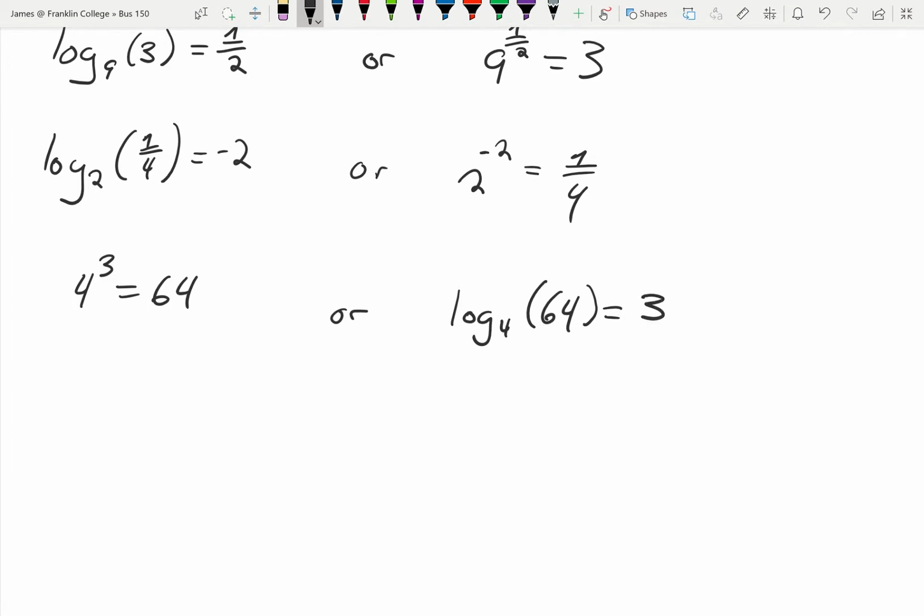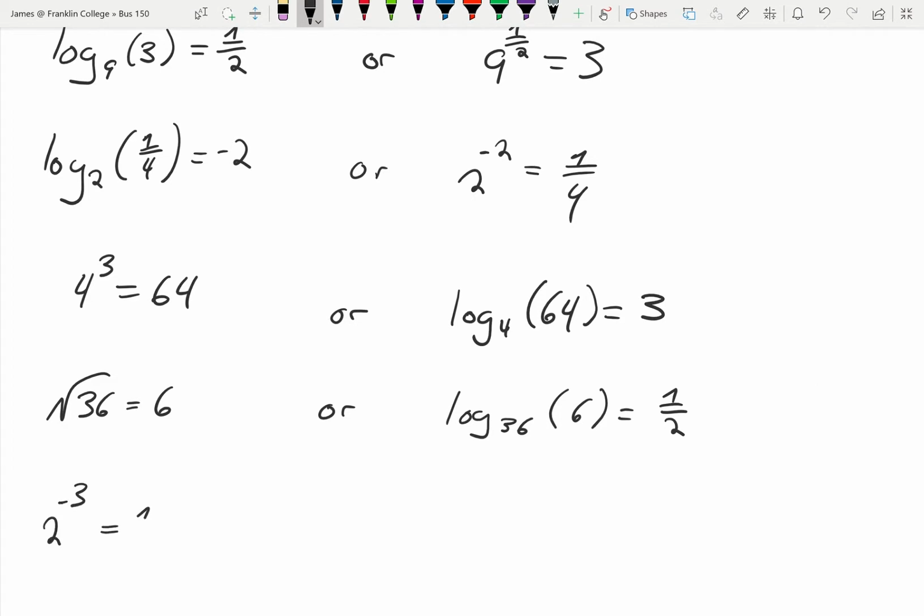If we have the square root of 36 equals 6, that's the same thing as saying log base 36 of 6 equals 1/2. Or if we have 2 raised to the -3rd power equals 1/8, that's similar to saying log base 2 of 1/8 equals -3.